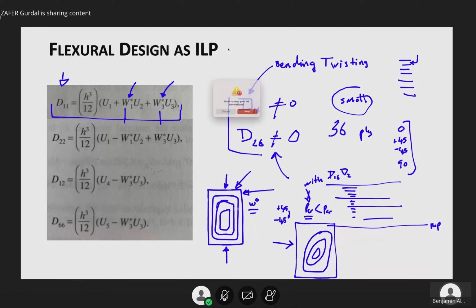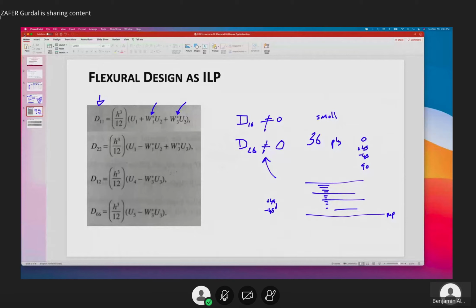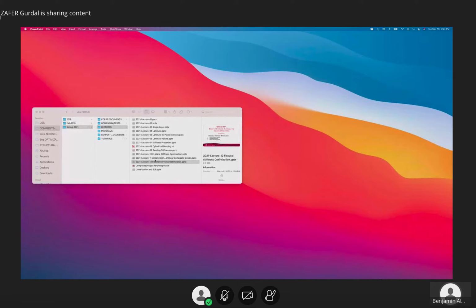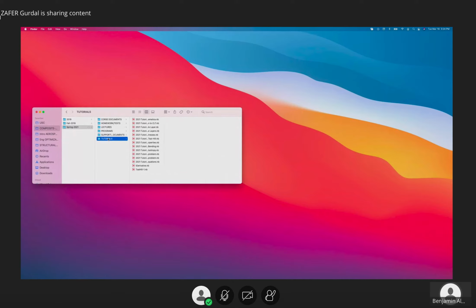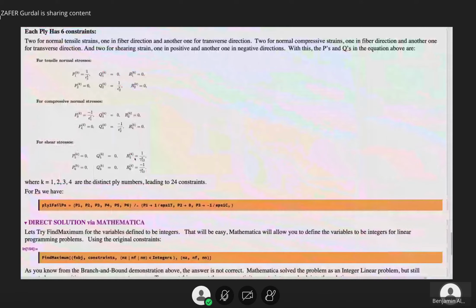In that case, I'm gonna discard these changes and close. Don't save. As I said, I really want to do the linear programming as a sequential linear programming before we go into flexural problems. So I'm going to basically continue the tutorial that we started last time, which is the failure strain integer linear programming as integer linear programming.